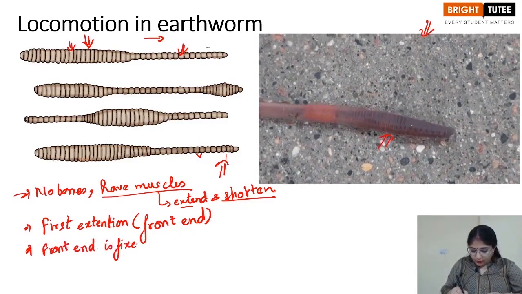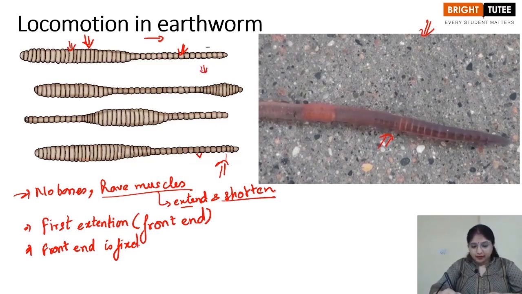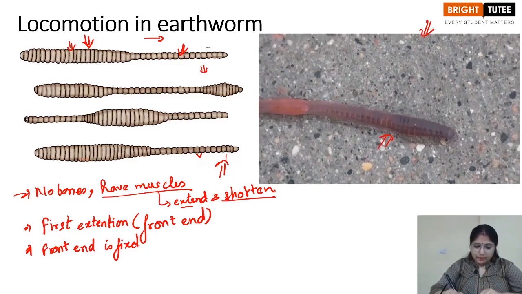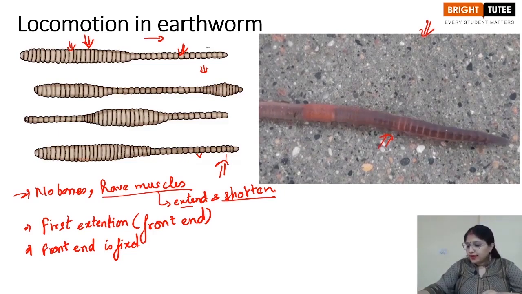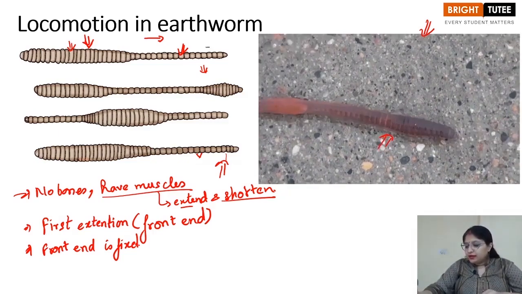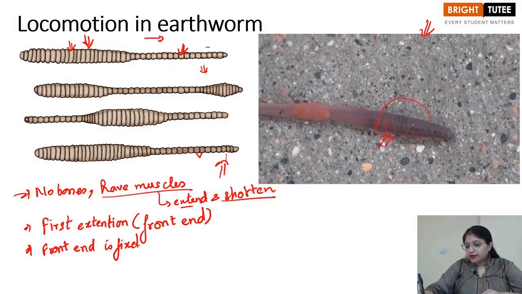Right? Now, the front end is fixed over here, you can see, and then what happens is it releases the rear end. Now, once the rear end is released, it shortens its body. Now, over here you can see the extension and then the shortening of the body, right? Over here the shortening is happening, right?